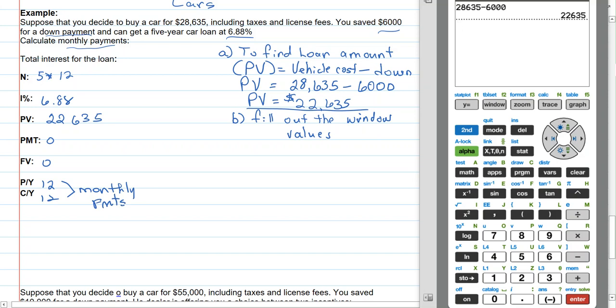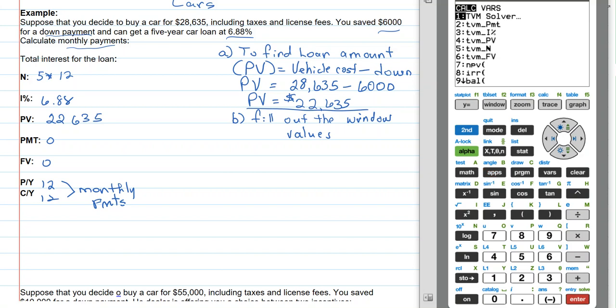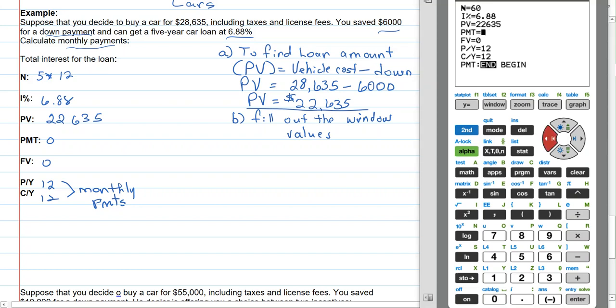All right, so here we go. Now that I've done that part, I'm going to go to our apps key. I'm going to enter on finance and enter on TVM solver. So I do the 5 times the 12, a 6.88%, a 22,635, 0, 0, and 12, and 12. So I'm going to go on the payment and do the alpha enter.